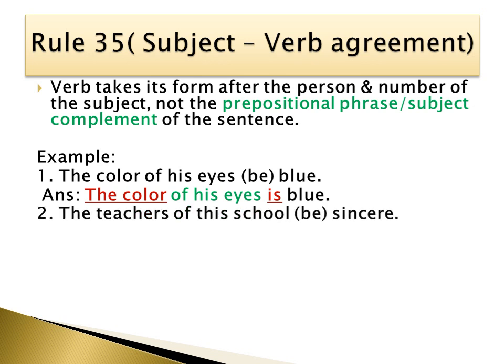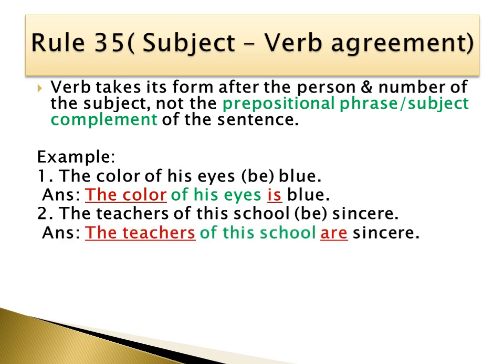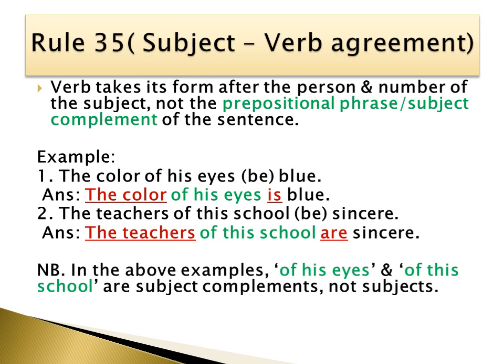Let us see the second example. The teachers of this school be sincere. Here of this school is not the subject but the teachers is the subject. So the answer will be the teachers of this school are sincere. There is a note for you in the above sentences. Of his eyes and of this school are subject complements, not subjects.